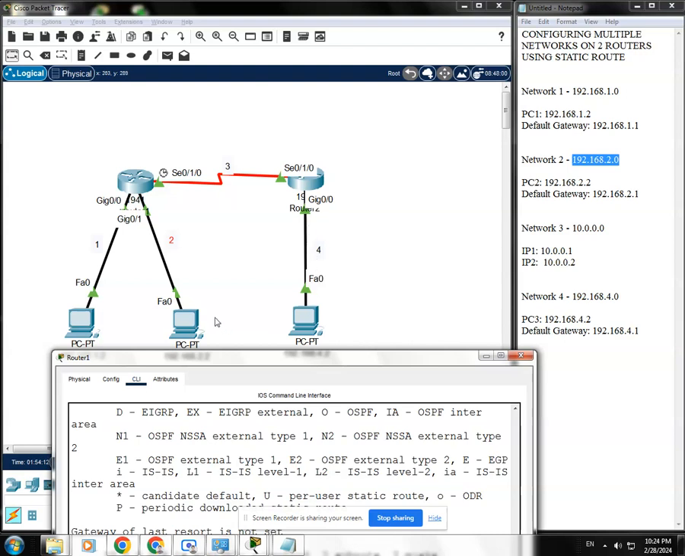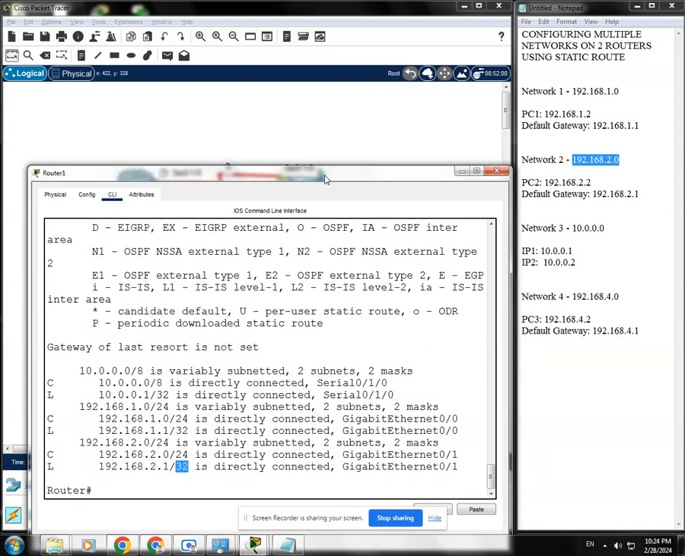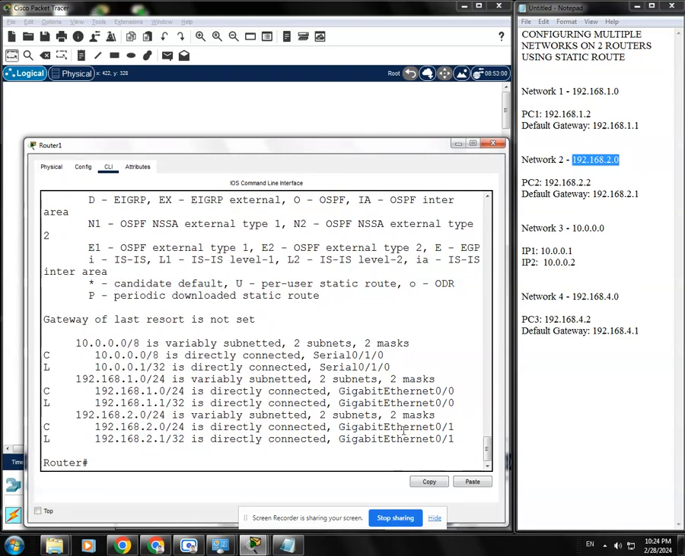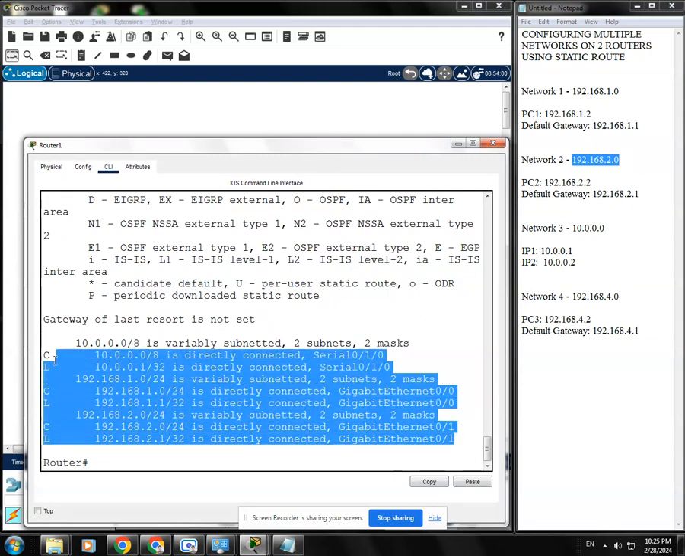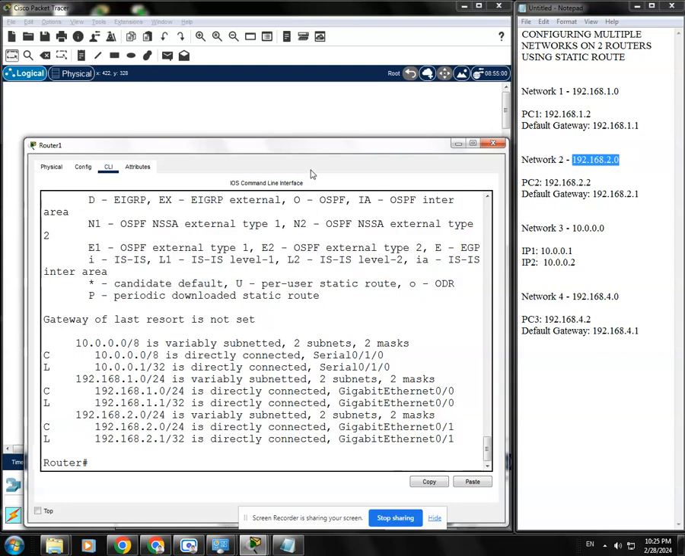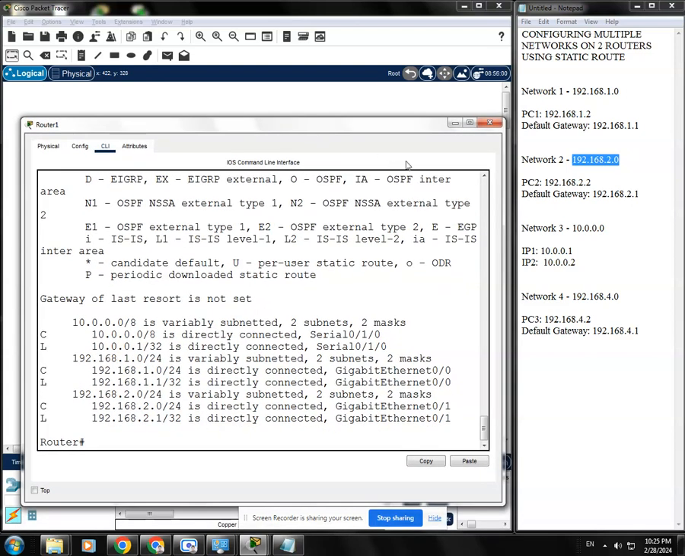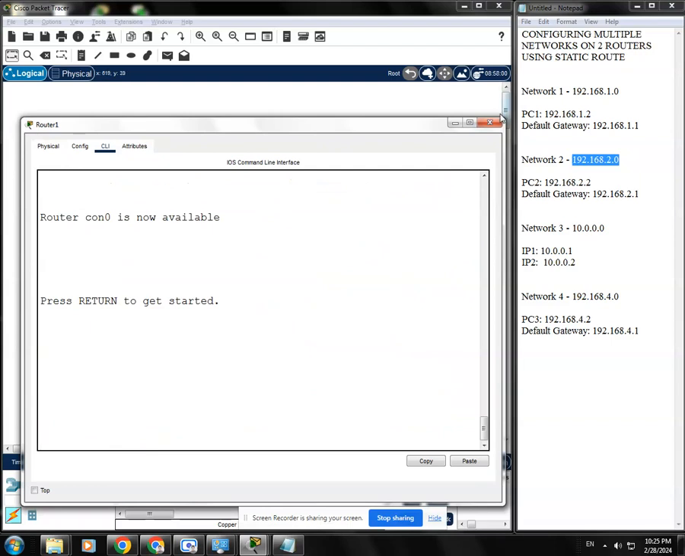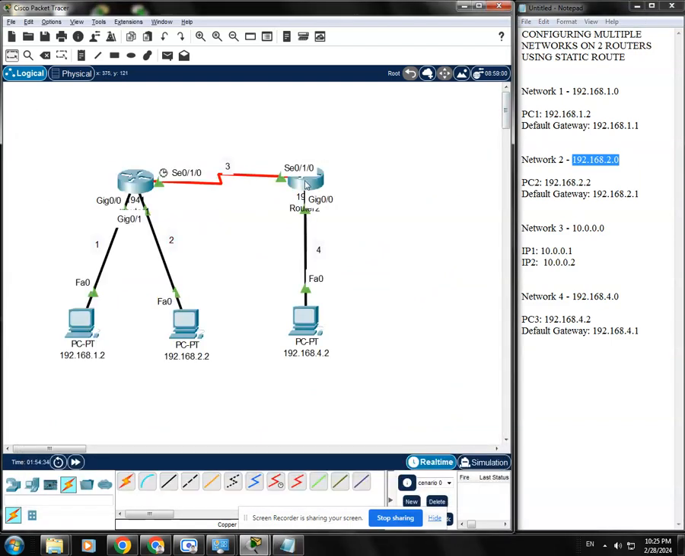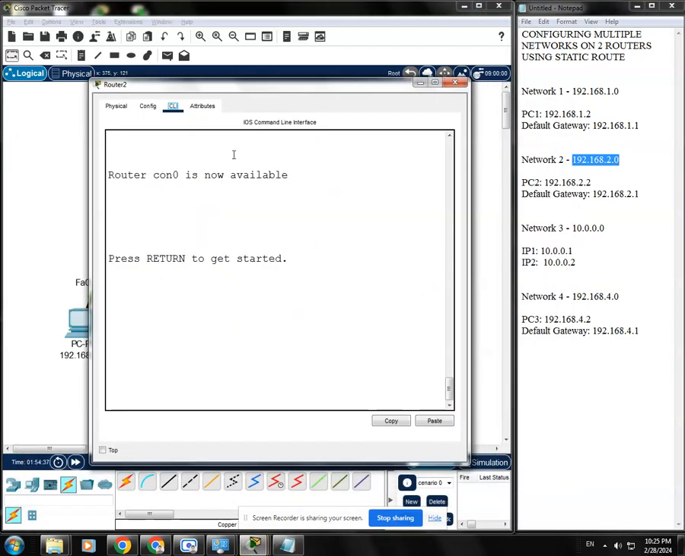That is why we cannot ping from this PC to this PC, because this router doesn't know about this network. See, it is not listed in the routing table, so we cannot ping it. All right, I'm going to close this one. Let's move on to the next router. I'm going to hit apply again.